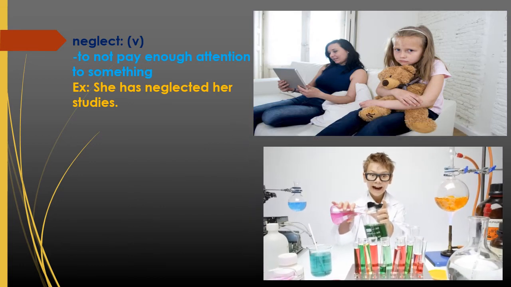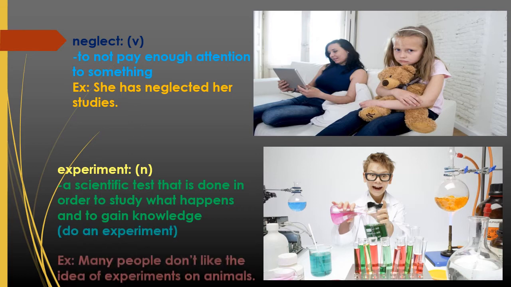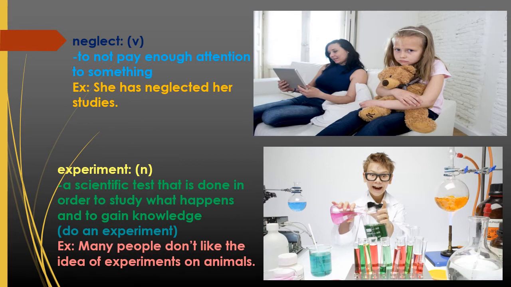Okay, what is he doing? He is doing an experiment. So I have here the word experiment in the science lab. It's a noun. What do I mean by experiment? A scientific test that is done in order to study what happens and to gain knowledge. And the verb that comes with it is do an experiment. For example, many people don't like the idea of experiments on animals.